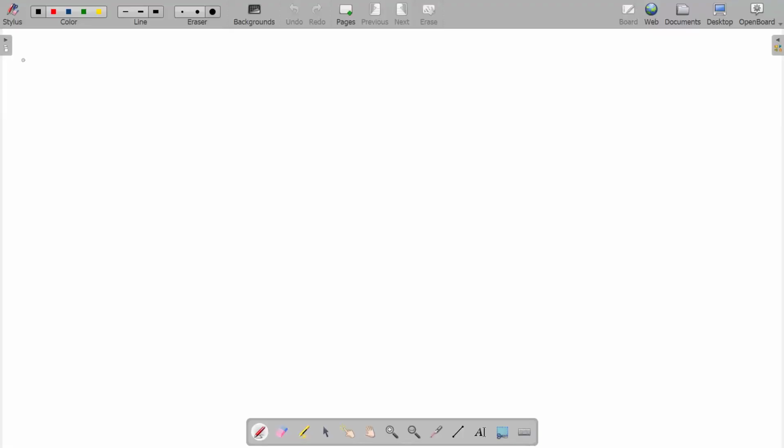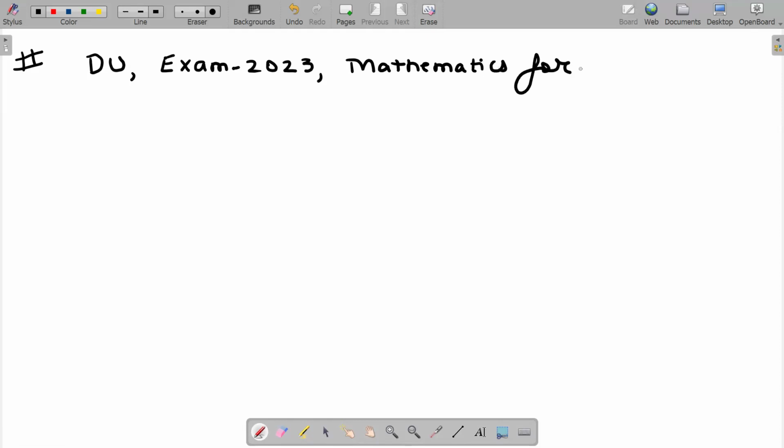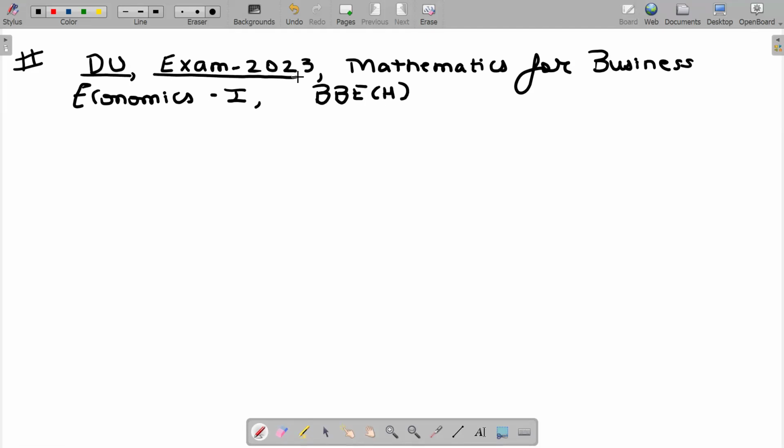I am just writing the main heading for completeness. We are looking at Delhi University exam 2023. Name of the course, Mathematics for Business Economics, Part 1. And this is for all those students who are pursuing BBE honors from University of Delhi. We are looking at question number 1. Within question number 1, we are looking at part 1.